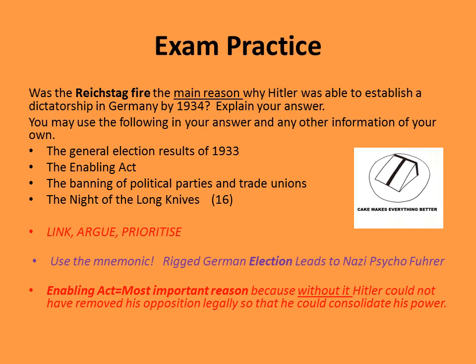Gosh, we've gone 32, almost 33 minutes of revision just on this topic. You have done incredibly well. My advice to you would be go and try an exam question. Maybe go through the mnemonic, rigged German election leads to Nazi psycho Fuhrer, repeat it over and over again, learn what each one stands for, repeat that over and over again, and then try and link each event to each other, because it's the linking of these events to each other which will get you your points in your 8-mark question or your 16-mark question.